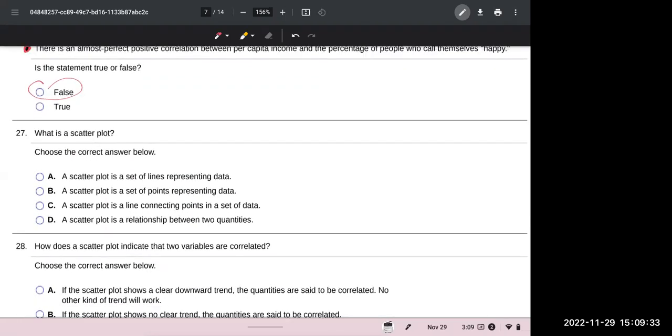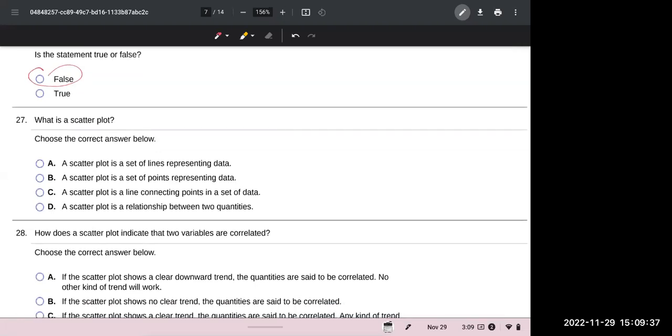Question 27, you just have to select which answer represents the definition of the scatter plot. So the scatter plot is a set of points representing data. So this is the definition of the scatter plot. Scatter plot is the set of points representing data.